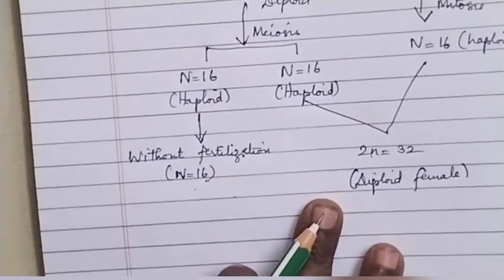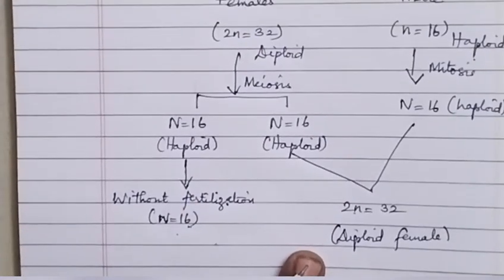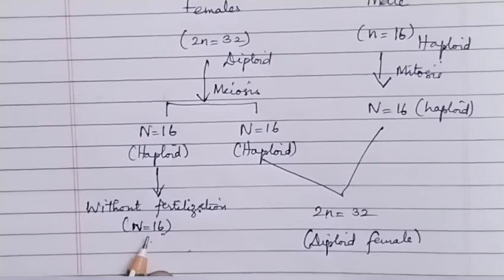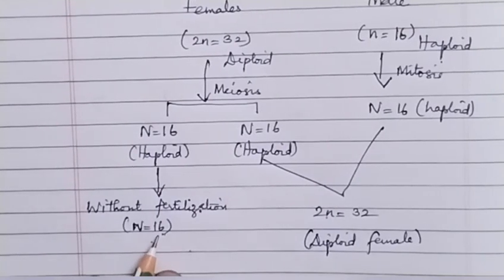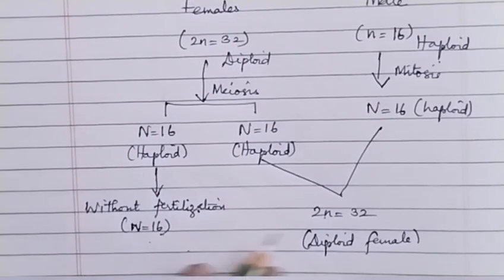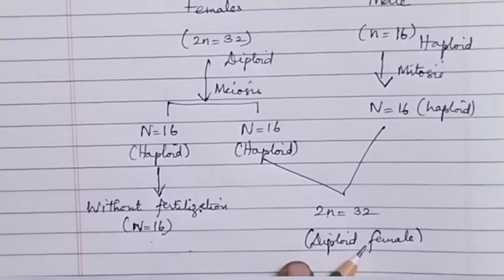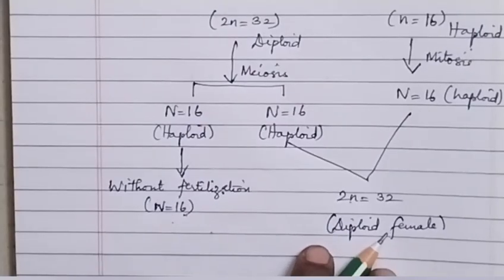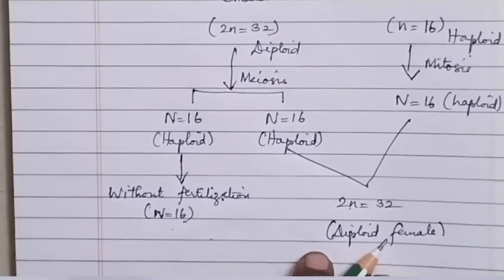Can you understand here? Look at the cross here. Without fertilization, n is equal to 16, so it will develop into a male. What is a male? Drone. And here 2n is equal to 32, diploid female. So what is a diploid female? Either it can be a queen or it can be a worker bee. Worker will be sterile and queen will be fertile. That is the main difference you have to know here.